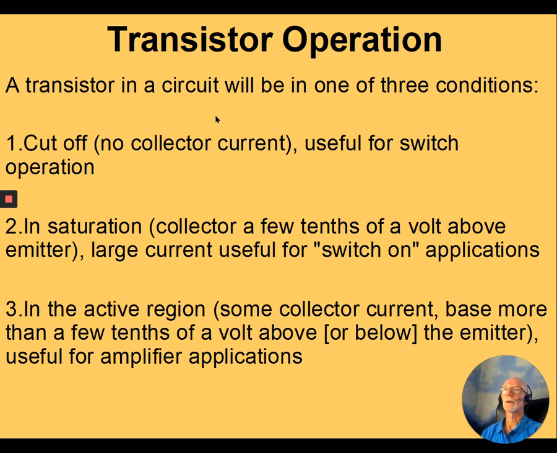Transistors in a circuit are normally in one of three conditions. They're either cut off, in other words, current's not flowing, like a switch turned off, or they're in what's called saturation, when they're fully turned on and there's a large current able to flow through them, or they're in an active region somewhere between off and on, where we can use them as an amplifier, or they're slowly turning on or slowly turning off instead of instantly turning on and instantly turning off.